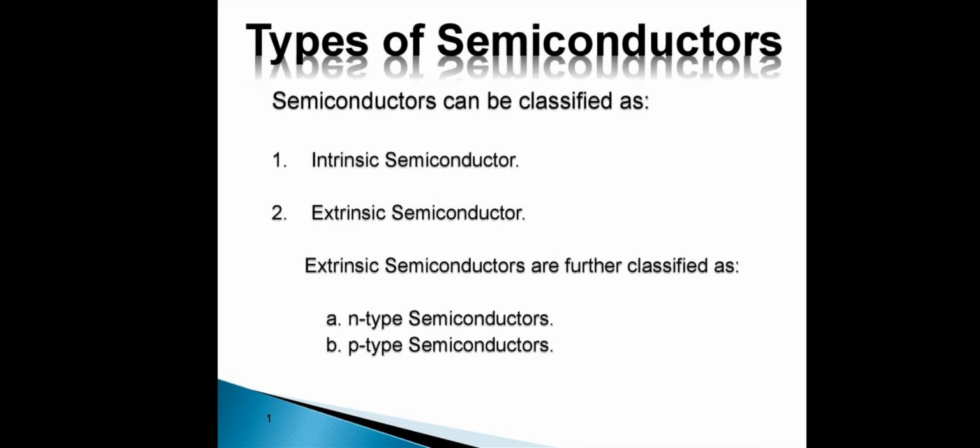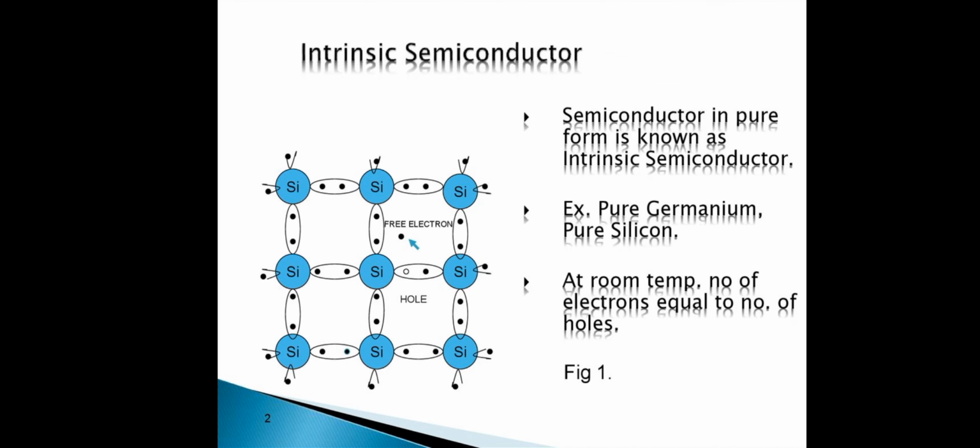Semiconductor is a material whose conductivity lies between conductors and insulators. There are two types of semiconductor. One is intrinsic semiconductor, another one is extrinsic semiconductor. Intrinsic semiconductor: a semiconductor in pure form is known as intrinsic semiconductor.